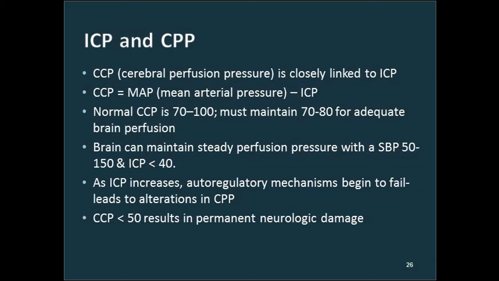Okay? So normal CCP, whatever. I got my mnemonics wrong. Cerebral perfusion pressure, which is CPP, not CCP. Cerebral perfusion pressure, normal is 70 to 100. 70 to 80 is adequate. Less than 50 results in permanent neurologic damage. Okay? So we got to keep CPP at greater than 50 at all cost.